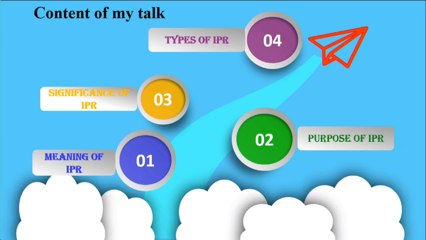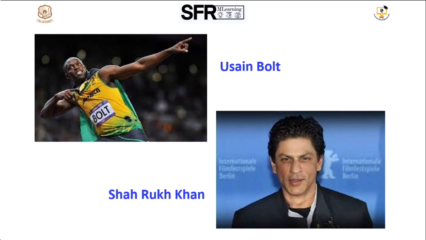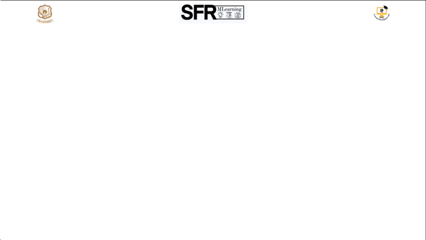Before we get into the topic, we must know that nobody in the world can officially use Usain Bolt's famous lightning move or Shah Rukh Khan's famous initials SRK. But do you know why? Because both of these have been trademarked and copyrighted, which fall under intellectual property rights. Let me break it down with two types of properties.